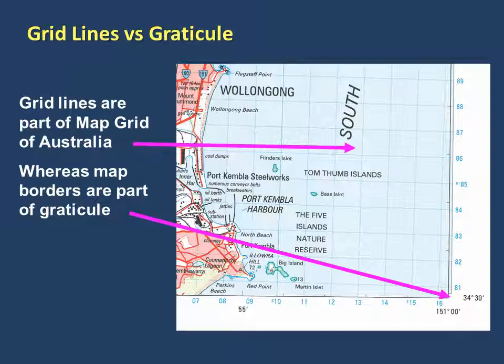This is a modern, newer version of the map, so it's the map grid of Australia, or MGA. Remember previously they would have been AMG, or Australian map grid. But in this case the lines are for the map grid of Australia. Now notice the actual borders of the map sheet are part of the graticule. So this is actually the network of lines of latitude and longitude.